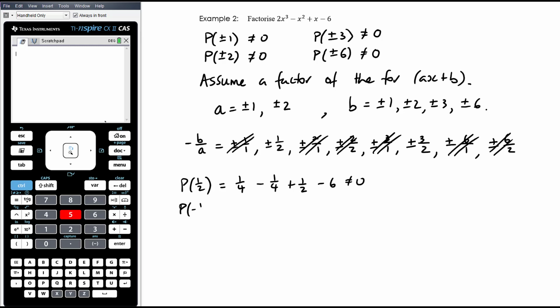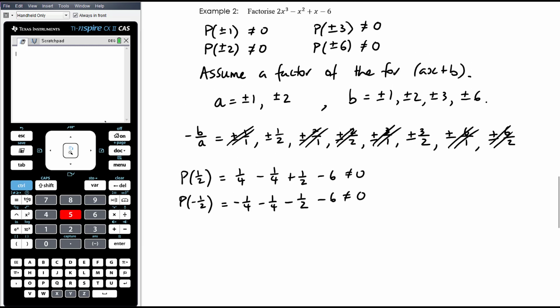I can't imagine negative half is going to make much difference. So again, the cube term and the x term will change sign. So it'll be negative a quarter, minus a quarter, minus a half, minus 6. So with everything negative, that's definitely not 0. And so actually that probably means it's not going to be negative 3 on 2, because that would make all of the terms negative. So it's probably going to be positive 3 on 2. Let's see how we go.